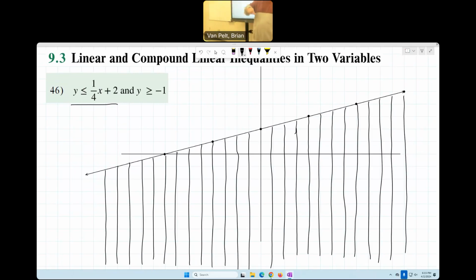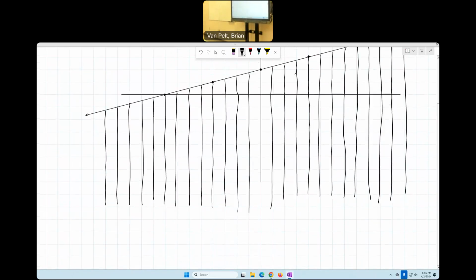Now I'm gonna do the second one underneath. So I'm gonna get myself a new graph and everything. So I'm gonna do this y is greater than or equal to -1 next.